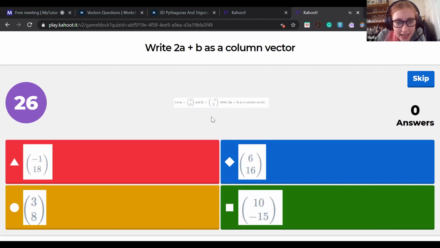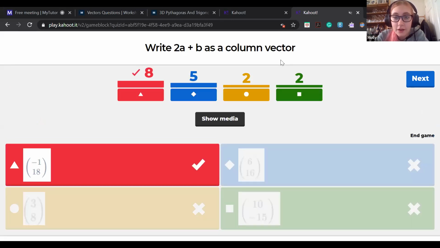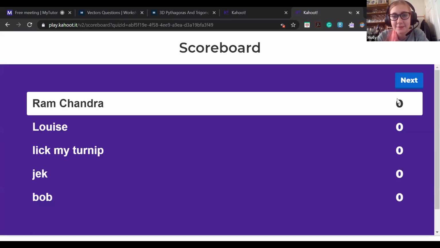That's quite small. That says A is (3, 8) and B is (-7, 2). And we want to write 2A plus B as a column vector. Okay, brilliant. Lots of people got that, so well done. We'll learn how to do that throughout the lesson.